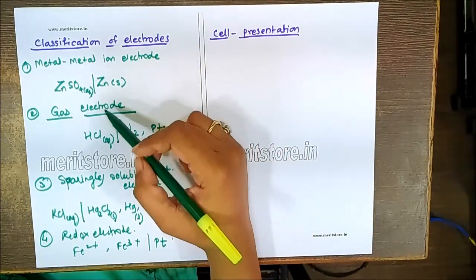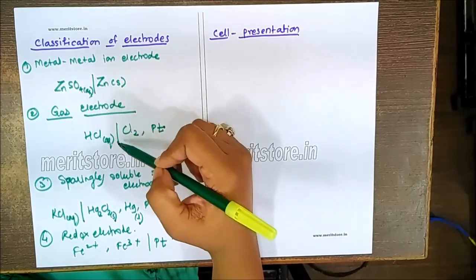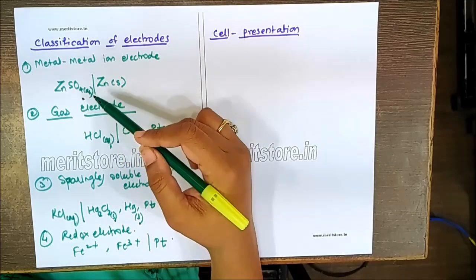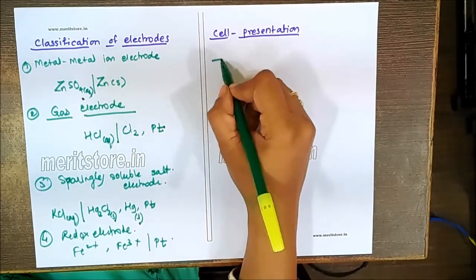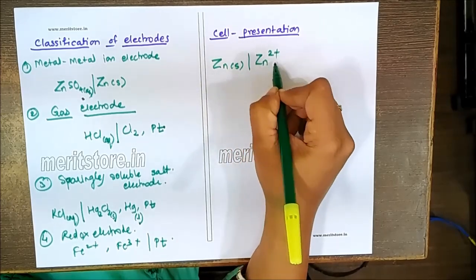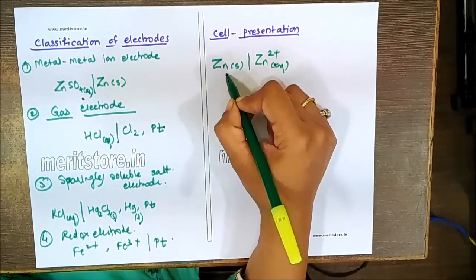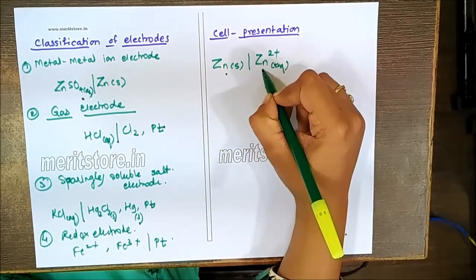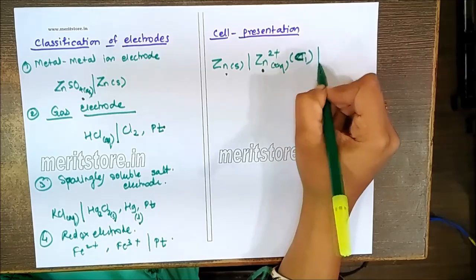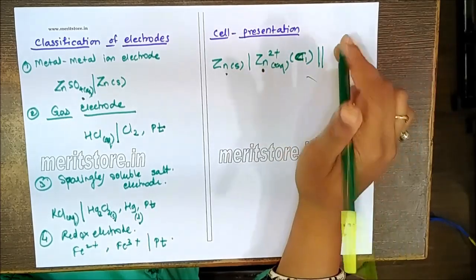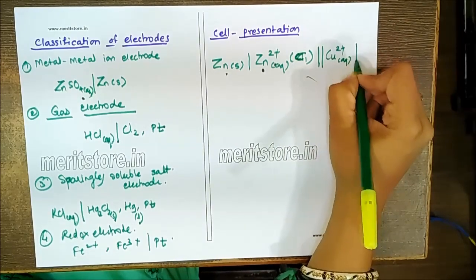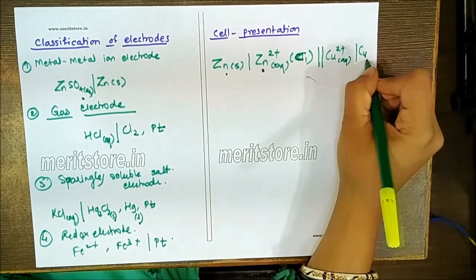So a single vertical line indicates the boundary between the metal and its electrolyte. If I have to combine two things, for example solid zinc in contact with Zn2+ solution, this indicates that zinc is in contact with its own ions. You can provide the concentration of this particular solution. A double line will indicate the separator or the salt bridge. Let's say Cu2+ ions are in contact with the copper electrode.